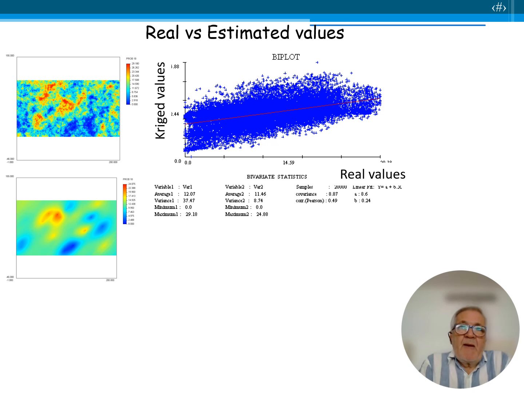Now, in those maps, for each real value, for example in each pixel, we have an equivalent estimated value. You can take all those pairs and create this scatter plot, the real values versus the kriged values, the estimated values. And this is the scatter plot of those two models.